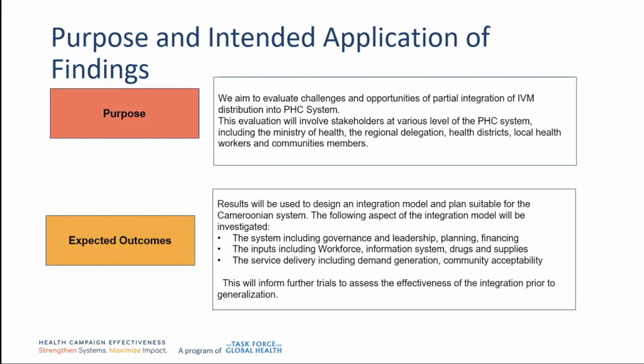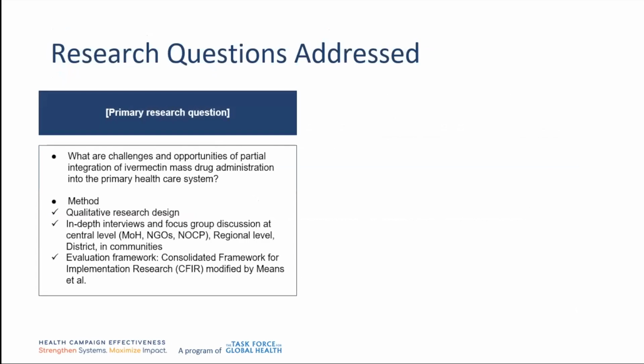The following aspects of the integration into the primary healthcare system will be investigated during the project. First of all, the system, that is the overall system of drug distribution, including governance and leadership, planning and financing. We will also investigate the inputs of the campaigns and even the integration, including the workforce, the information system, the drugs and supplies. And lastly, we will also evaluate the service delivery, including the demand generation and the community acceptability of such an integration into the primary healthcare system. The data gathered will inform further trials to assess the effectiveness of the integration prior to the generalization to the whole country or to other regions.